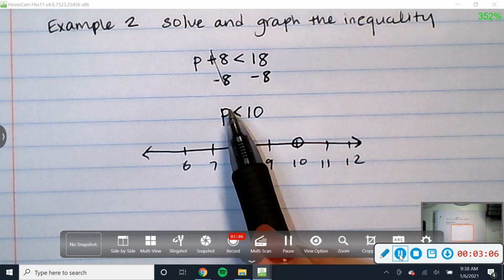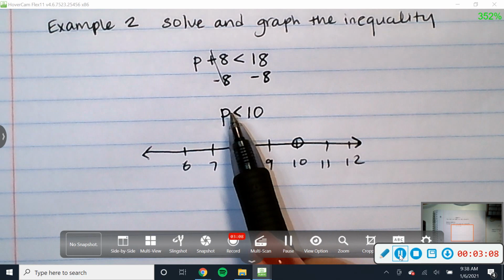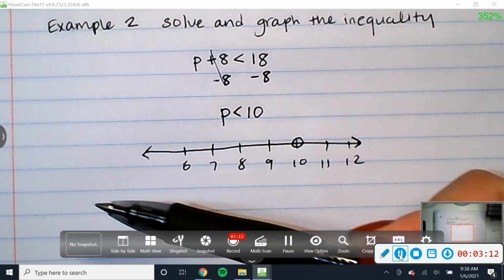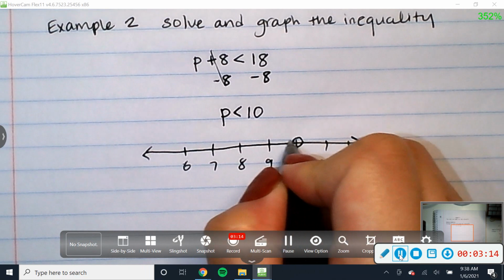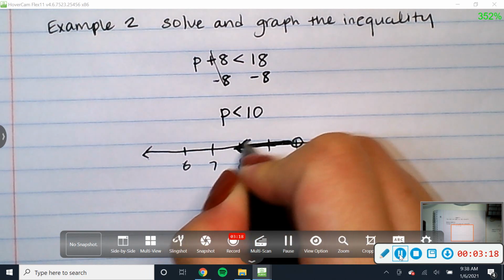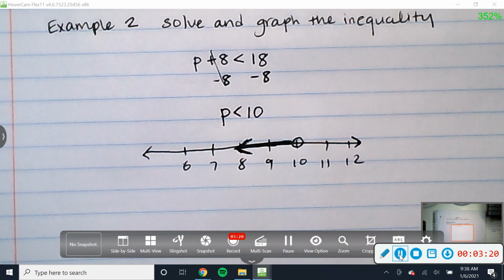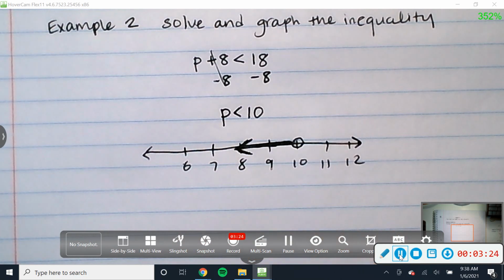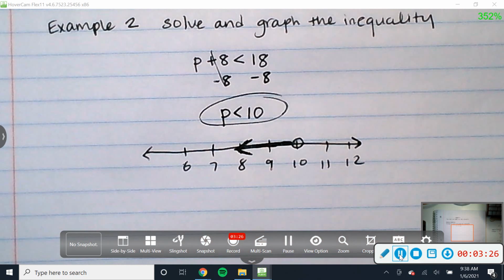You can also use the trick where you look at the direction that this sign is pointing. It's pointing this way, to the left. So our arrow will also go to the left. So that's also a trick you can use if you prefer that method as well. So this would be graphed correctly. Make sure you have an open circle and an arrow pointing to the left. And this would be our final answer.